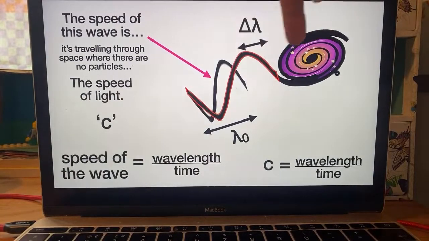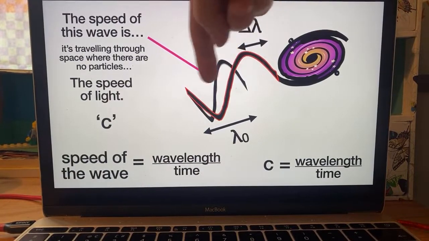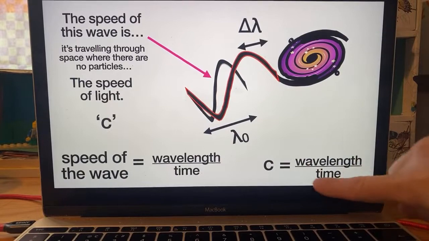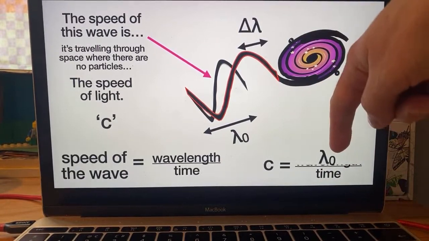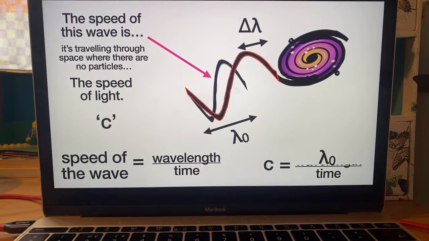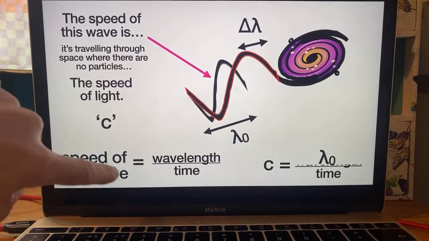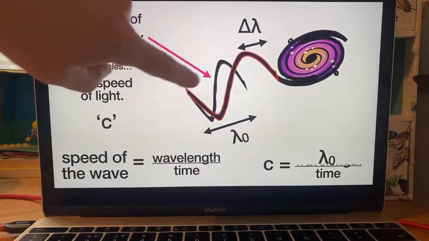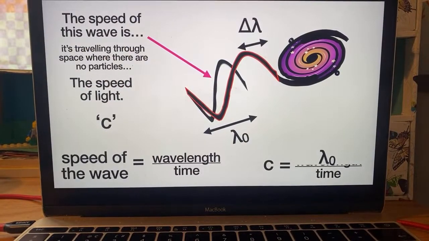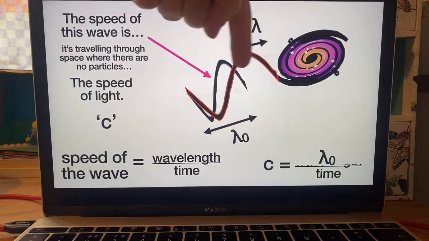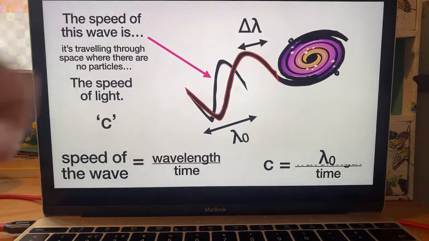And the wavelength, well, we're talking about this original wavelength here. So let's change that equation. The speed of light equals the original wavelength divided by a certain time. Is that all right? We've just come up with an equation to tell us the speed of the wave that would have been given off by the galaxy if the galaxy had not been moving, the original wavelength. Okay, let's come up with a little equation for this stretched wave then, or rather the change in wavelength, this little bit here.